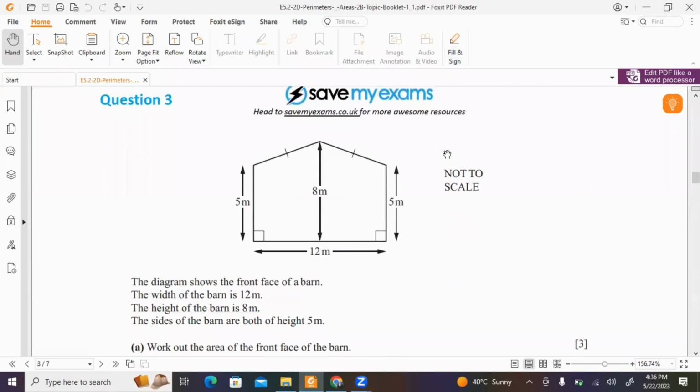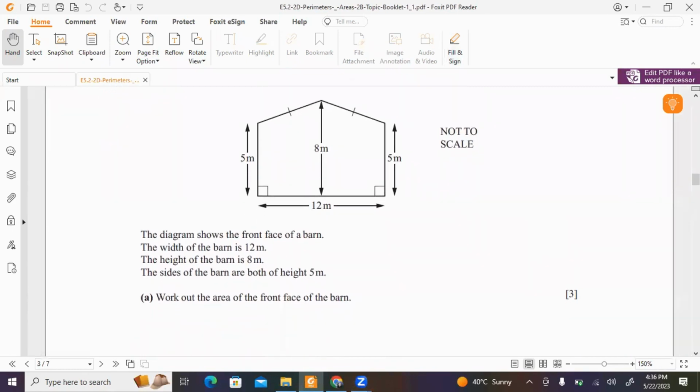In question 3, it says the diagram shows the front face of a barn. The width of the barn is 12 meters. The height of the barn is 8 meters, and the sides of the barn are both of height 5 meters. Work out the area of the front face of the barn. So, as you can see, this is right in the middle. So this is 6, and this is 6.